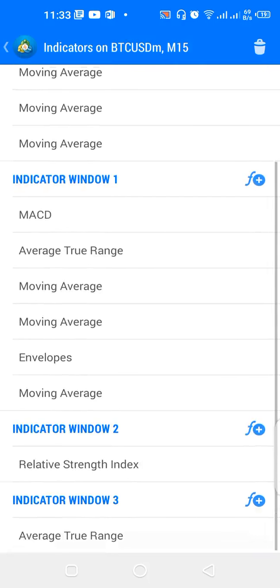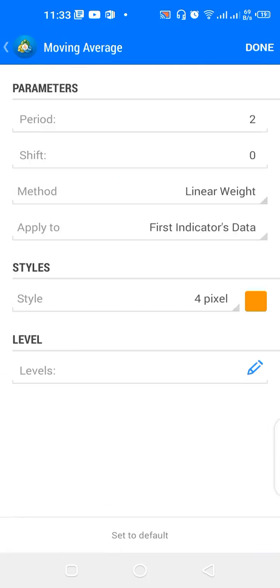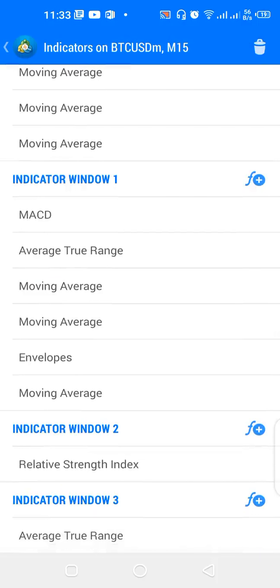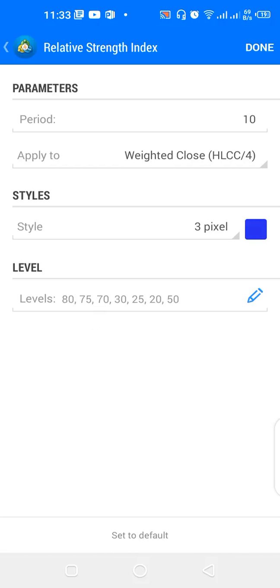Okay, the next one is moving average, period is 2, shift is 0, method is linear weight, applied to first indicator's data, color is orange. Now for indicator window 2, we have RSI, relative strength index. The period is 10, applied to weighted close, color is blue.